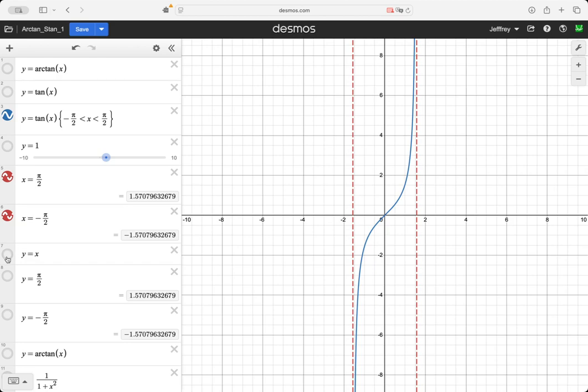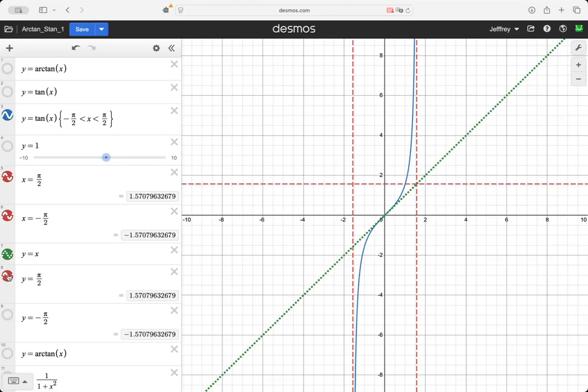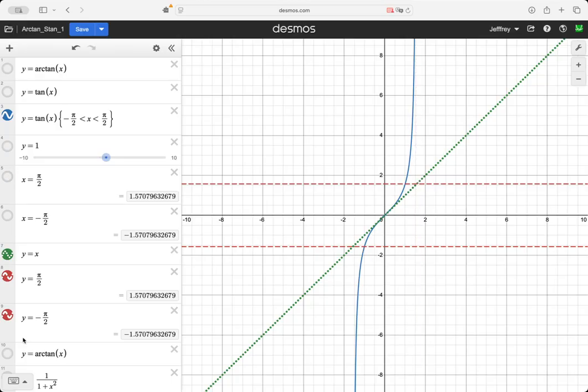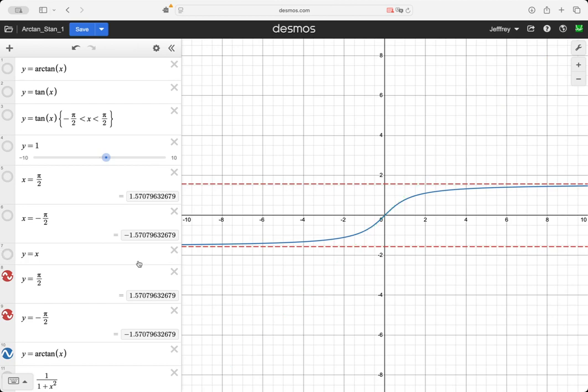To take the inverse, the graph is reflected across the line y equals x. Before I reflect the graph, I know that the vertical asymptotes become horizontal asymptotes, so it becomes y equals pi over 2 and y equals negative pi over 2. And then the graph becomes the arctan function, which is plotted there. So I'll get rid of those two, and now it looks like that. So it's vertical asymptotes negative pi over 2 and pi over 2.